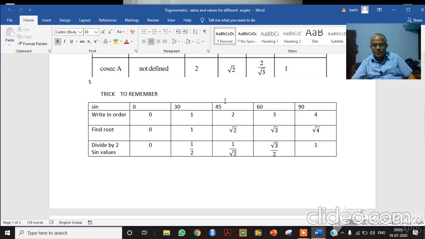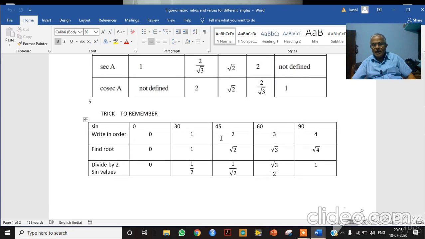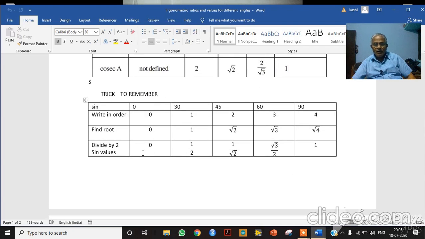root 2 by... hi students, we will continue. Observe here, we came up to, you have to divide by 2.